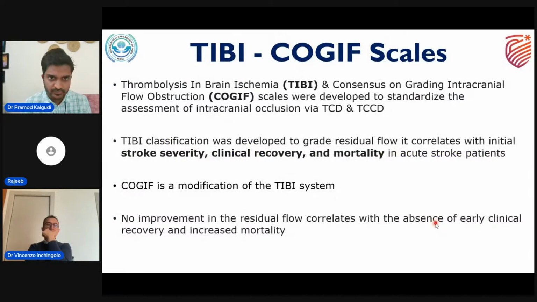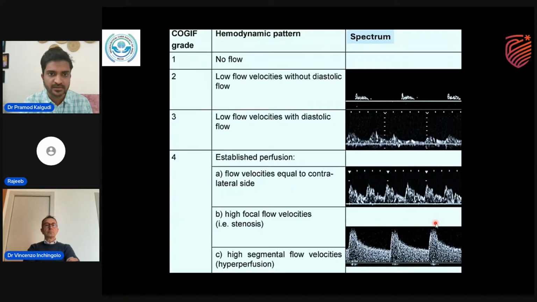Just like TIBI grading, which we are all aware of, which is based on TCD, there is something called COGIF grading, the consensus grading of intracranial flow obstruction, which has a good correlation to estimate stroke severity, recovery, and mortality like that of TIBI. And whenever there is no improvement in the residual flow, it correlates with the patient possibly worsening, having poor recovery, or having increased mortality.